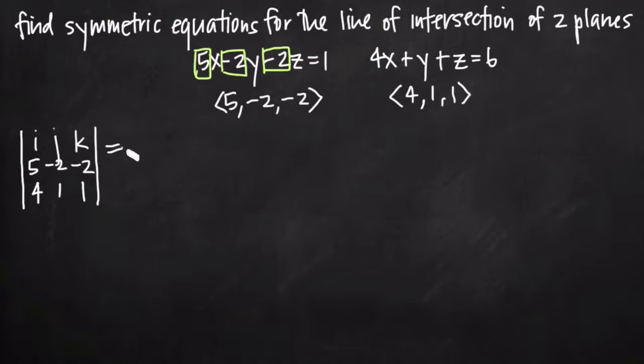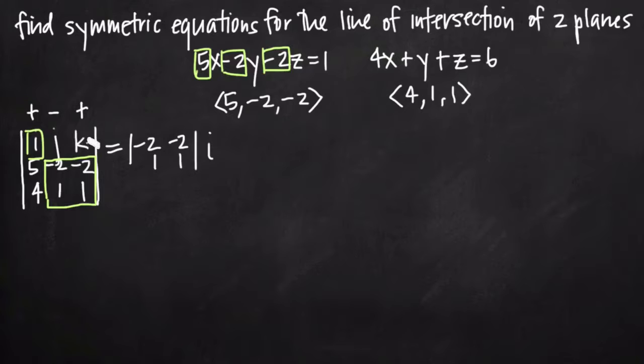Now we just need to break this down into its determinant parts. We always start with i, and we multiply that by the 2x2 matrix which we find outside of the row in which i is located and outside of the column in which i is located. So these four values are outside the row and column of i. We get -2, -2, 1, 1, and we multiply that by i. Remember that we put a positive sign in front of our i term, a negative sign in front of our j term, and a positive sign in front of our k term. We always alternate that way, and we start with a positive sign.